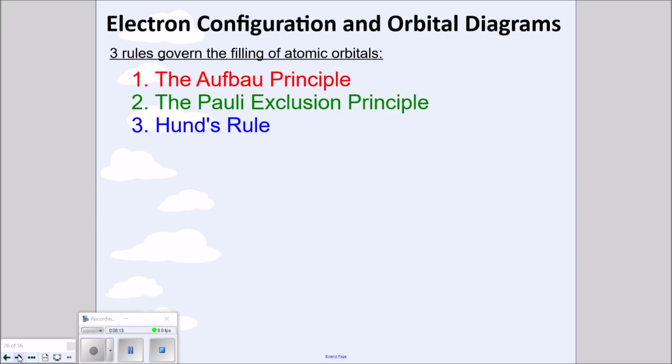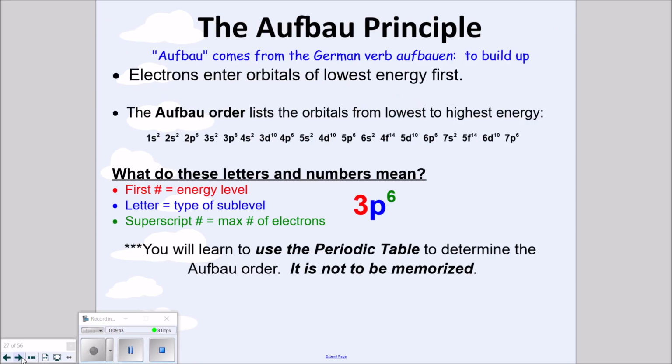Electron configuration and orbital diagrams. There are 3 rules that govern the filling of an atomic orbital. The first is Aufbau principle. The second is Pauli exclusion. And third is called Hund's rule. The Aufbau principle comes from the German verb to build up. The principle states that electrons enter orbitals of lowest energy first. And when you look at your periodic table, that would be energy level 1.